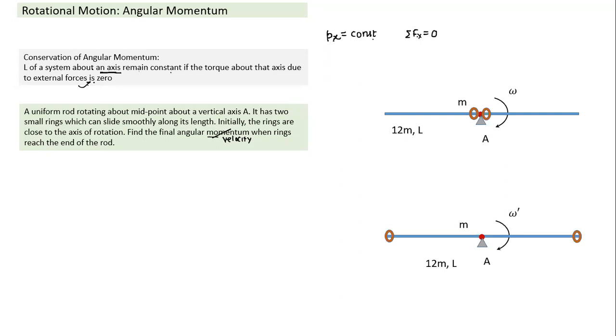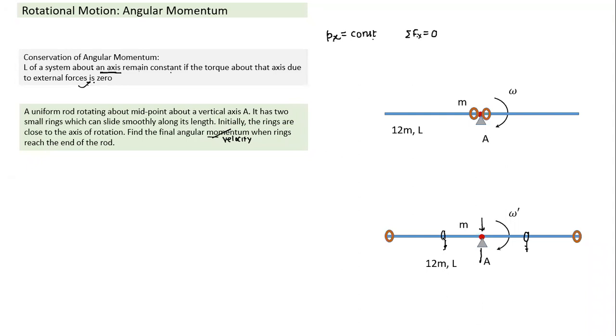Now when the rings have reached almost the end, the angular velocity will not remain the same. It will become omega dash. But let's see what has happened in between. When it is rotating, what forces are acting here? Gravity is acting in the downward direction, and reaction is acting in the upward direction. As the rings move, gravity acts on them too, and in both cases the torque created by gravity will be 0 about the center, and the reaction also creates 0 torque.